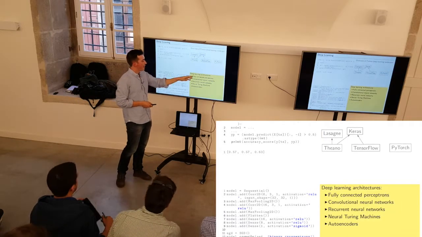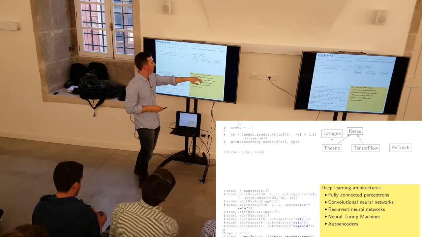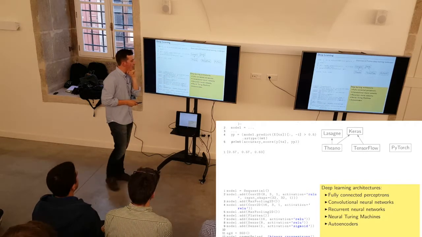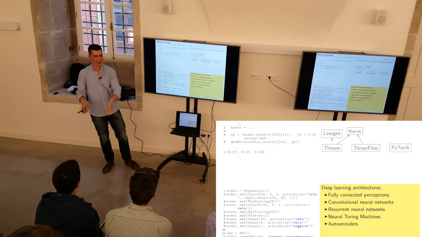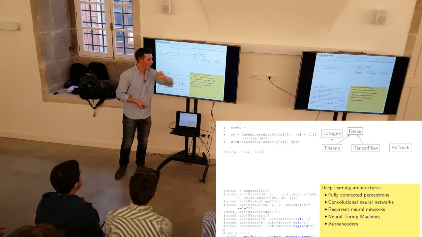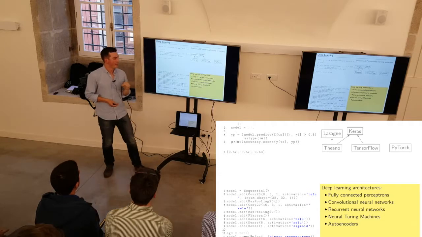Okay. Just to finish, several architectures that exist in deep learning. We have the fully connected perceptrons. That's like linear regressions inside of linear regressions, okay? We have convolutional neural networks.